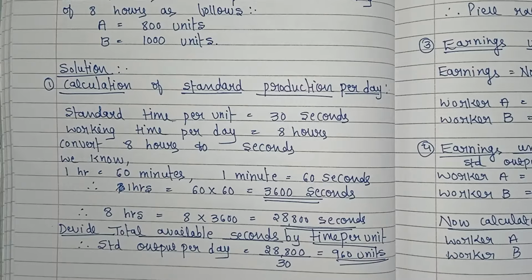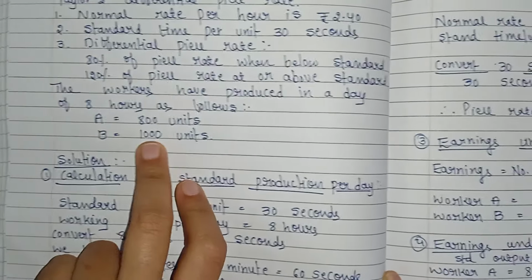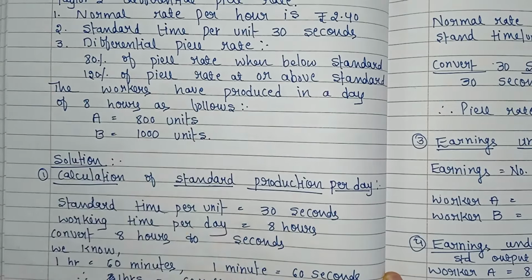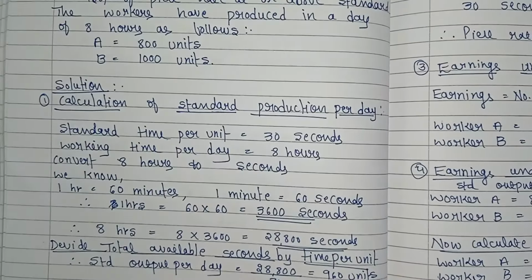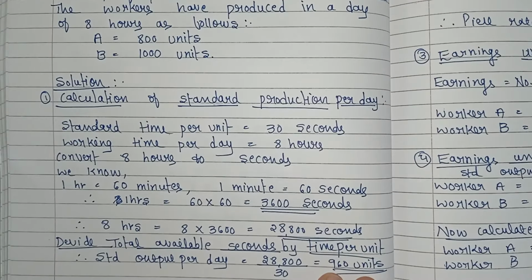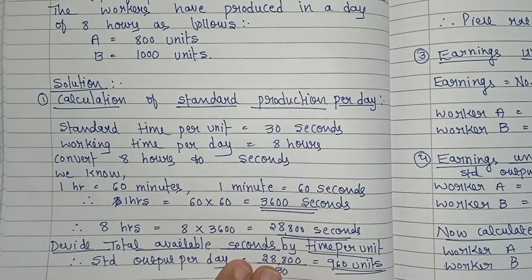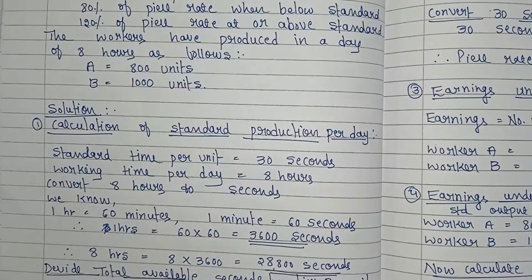960 units. But here A produced only 800 units. Means here in differential piece rate, below standard rate, that is 80% of piece rate, is applicable to him. And B produced 1000 units, which is more than the standard, right? Means 120% of piece rate is applicable to worker B. So this is about the calculation of standard production per day. I hope this is clear to you all.